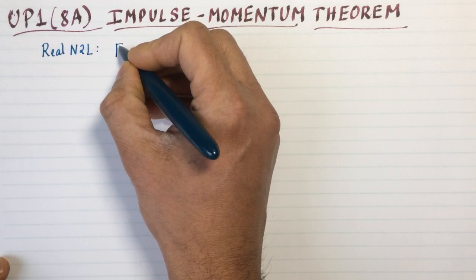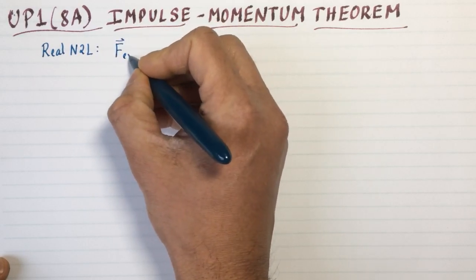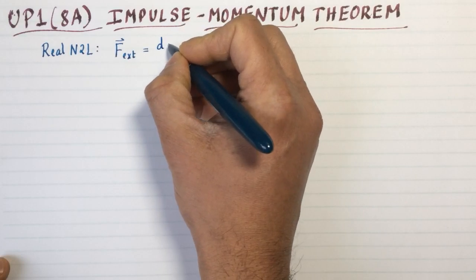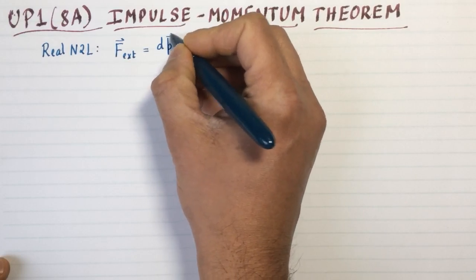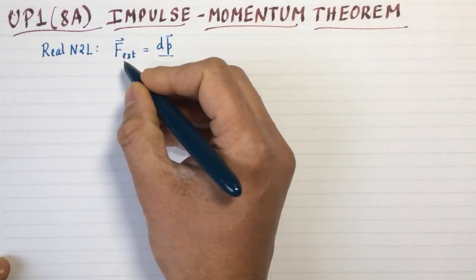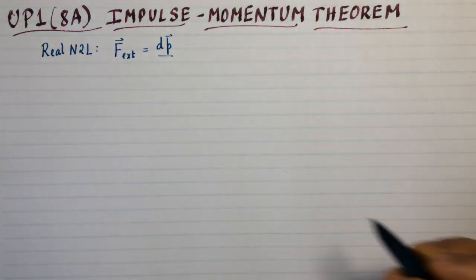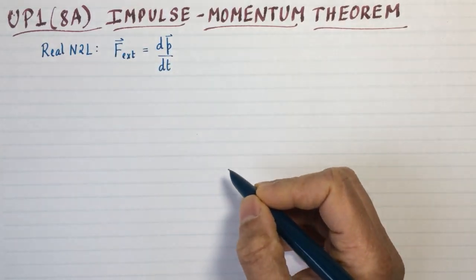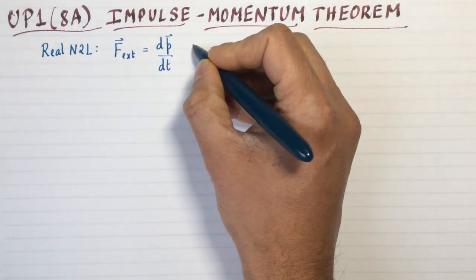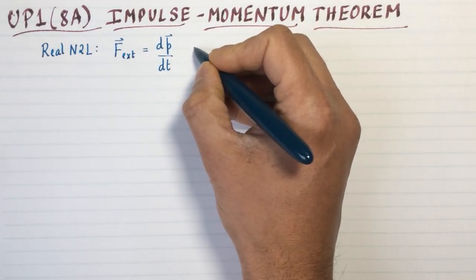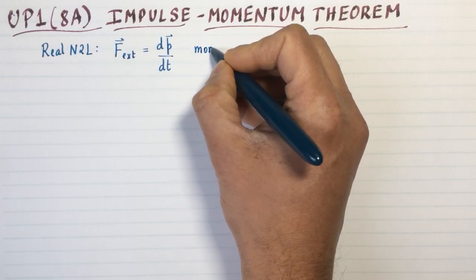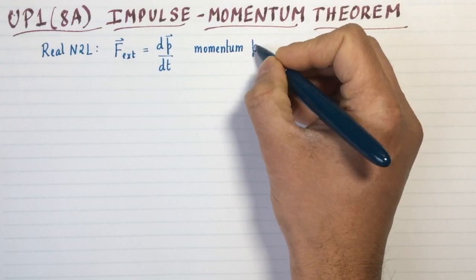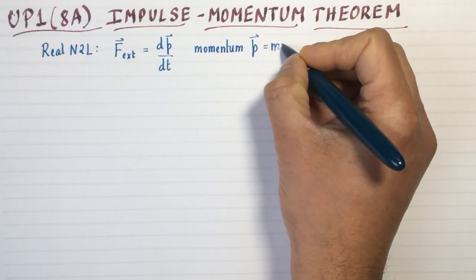Newton was a clever man, and he knew that the real way to write his second law would be this. The external force, or rather the sum of all the external forces, which I'm going to simply represent as F_ext, is dp by dt, or the rate of change of some quantity, which he called the quantity of motion, but today we call the momentum. So the momentum p is given by mass times velocity.